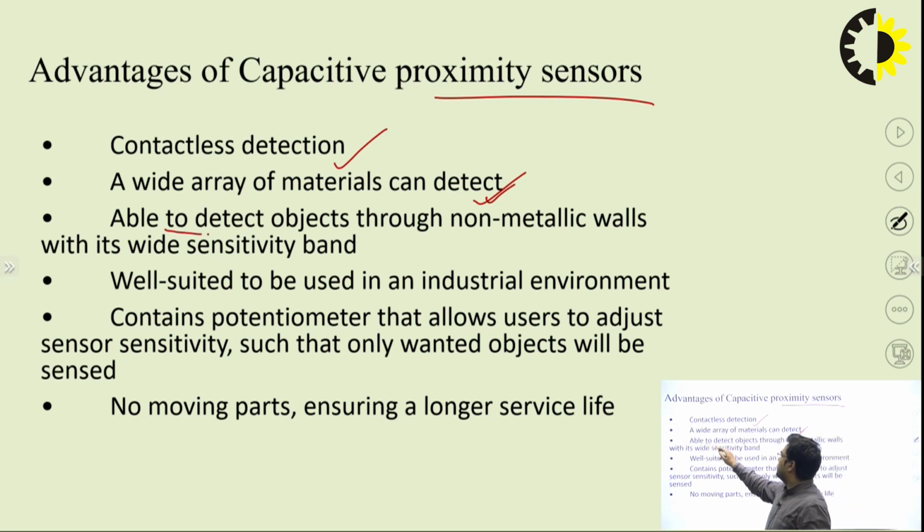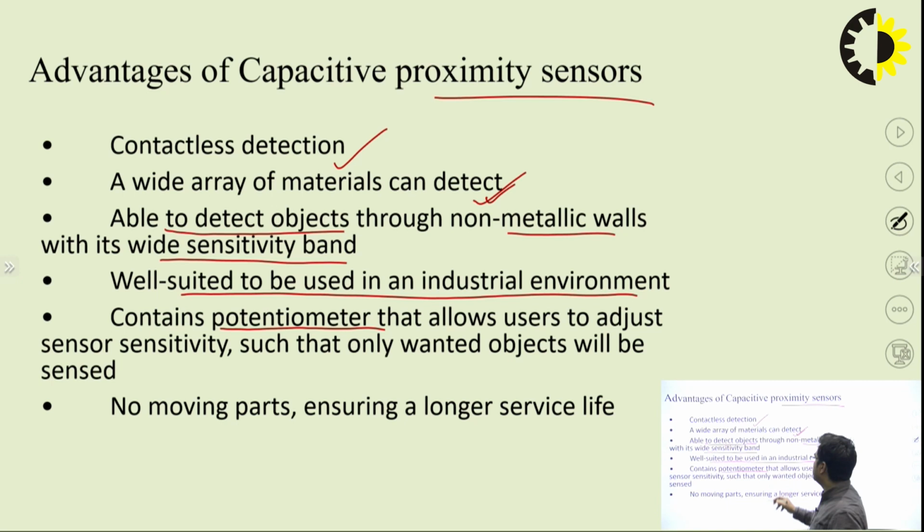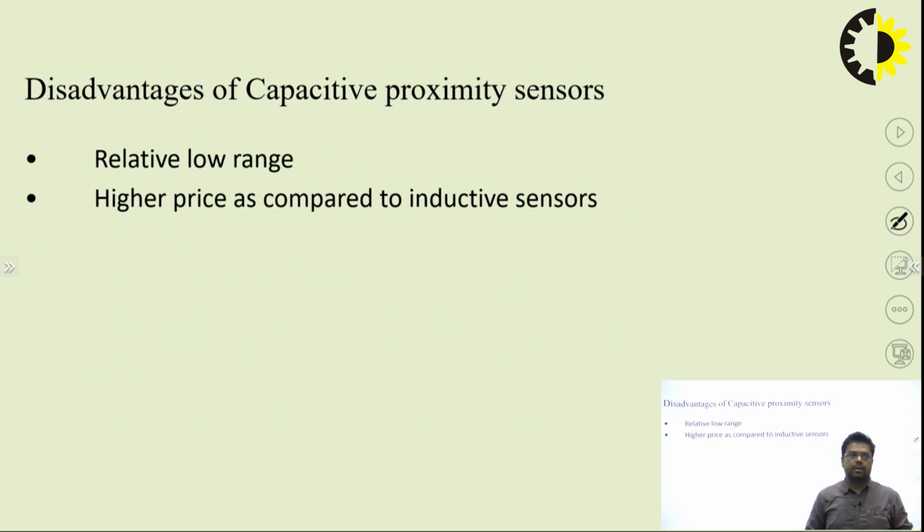Another one is that it is able to detect objects through non-metallic walls, with its wide sensitivity band. So it is well suited to use in industrial environments. It contains a potentiometer that allows the user to adjust the sensor sensitivity, so that only the wanted object will be sensed. They have no moving parts like any sensors, ensuring they have a longer service life.